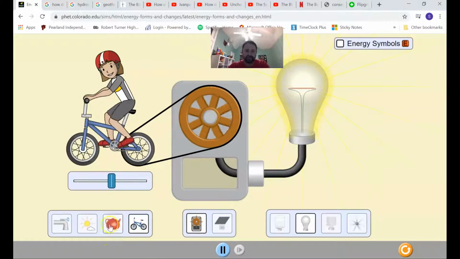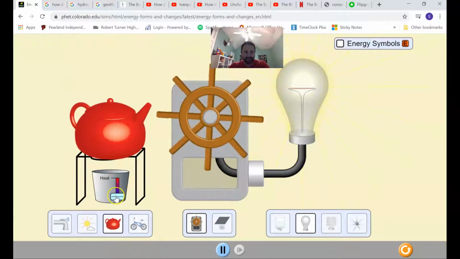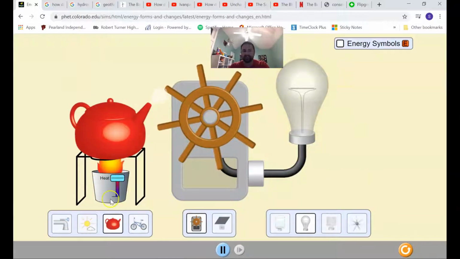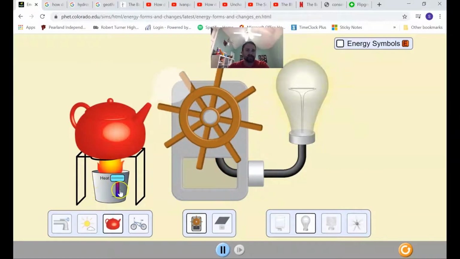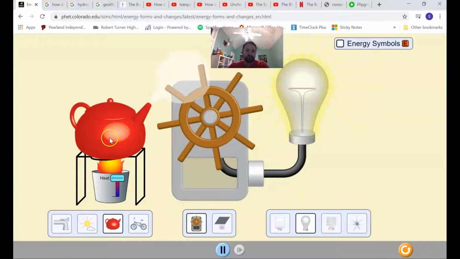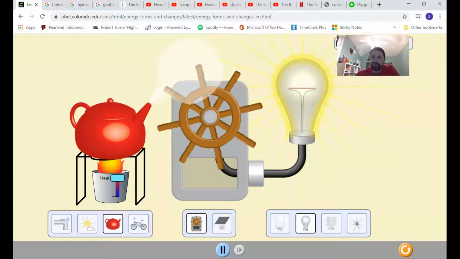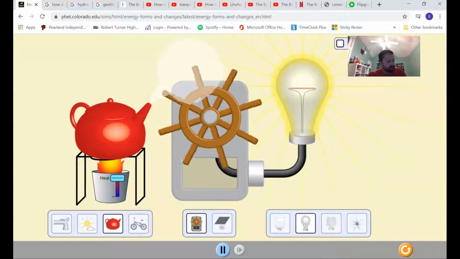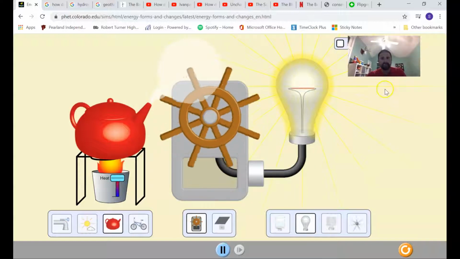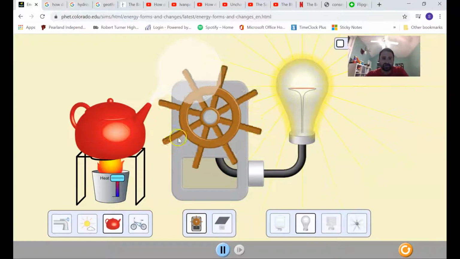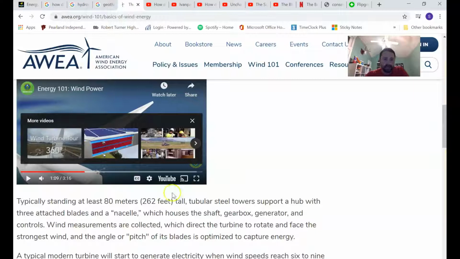Nuclear also does the same thing. Back to this. Instead of geothermal, instead of burning fossil fuels, you're having a nuclear reaction that heats water, water turns to steam, and then that steam can push on different things. So that's what we have there. A wind turbine also does the same thing, but let's take a look and show you a quick video of how a wind turbine works here.